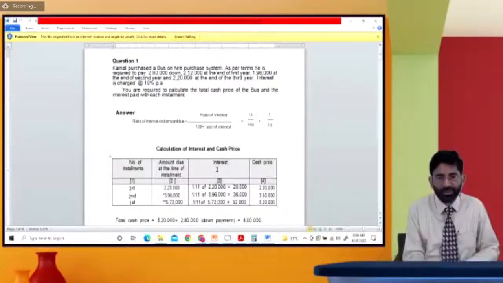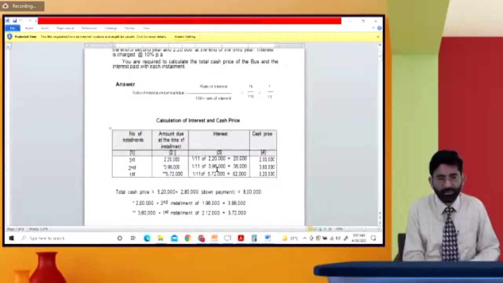Kamal purchased a bus. As per terms, he is required to pay 2,80,000 down and 2,21,000 at the end of the first year. So all that is given. You can easily do this illustration now, because you have done various questions just like this. In this, the rate by 100 plus rate formula is used.